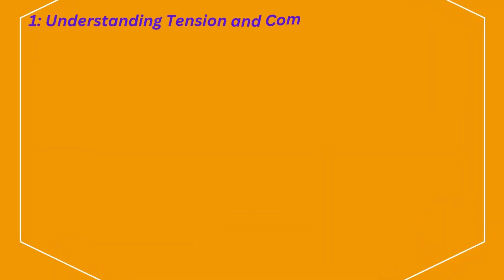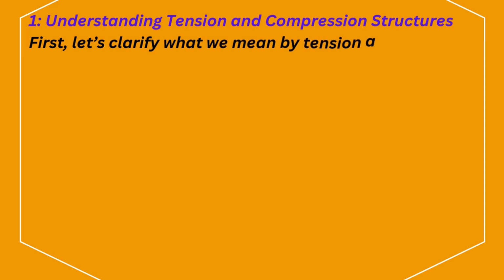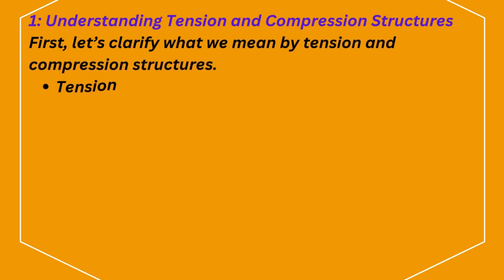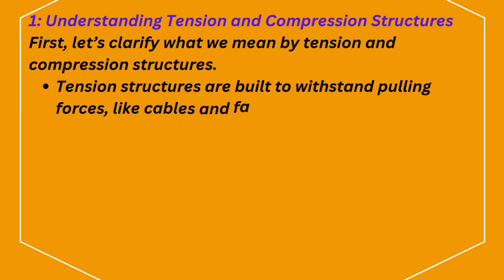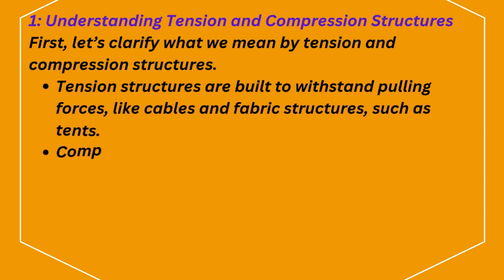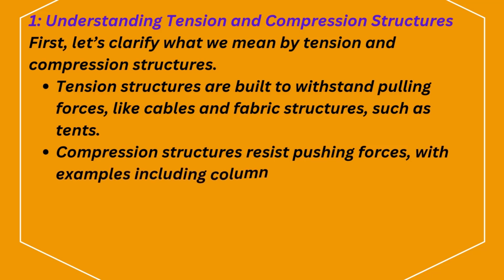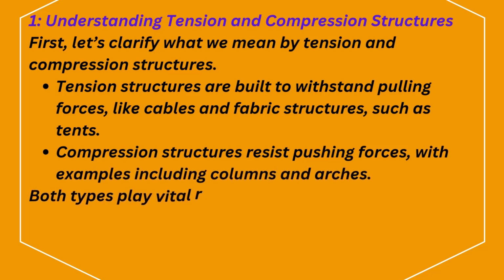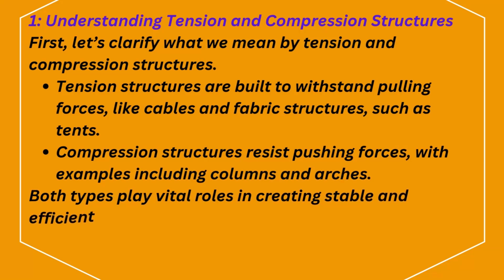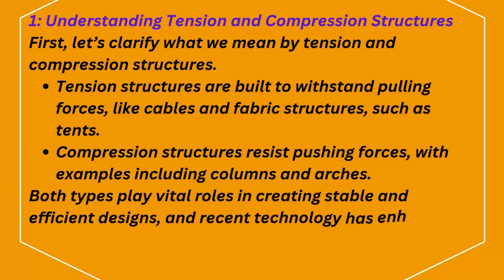1. Understanding tension and compression structures. First, let's clarify what we mean by tension and compression structures. Tension structures are built to withstand pulling forces, like cables and fabric structures, such as tents. Compression structures resist pushing forces, with examples including columns and arches. Both types play vital roles in creating stable and efficient designs, and recent technology has enhanced their application.